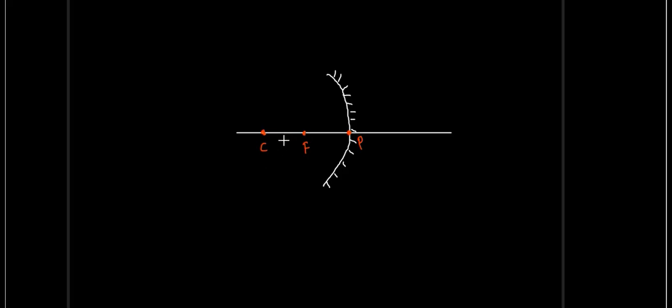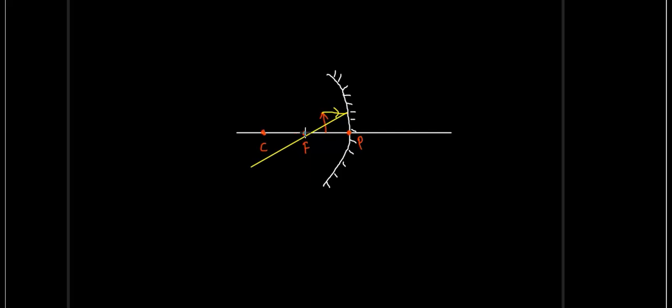Now, what kind of image do you need? We need an image which is erect. So to get an erect image, where do we need to place the object? Between the focal length and the pole. So I'll place my object somewhere here. This is my object. Now I will take light rays passing through this. I'll take two light rays, one which is parallel to the principal axis. The one which is parallel to the principal axis is going to pass through the focus after reflection.